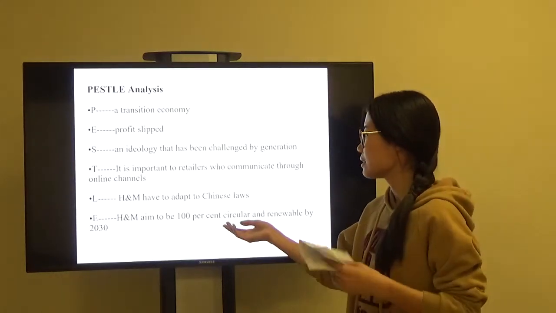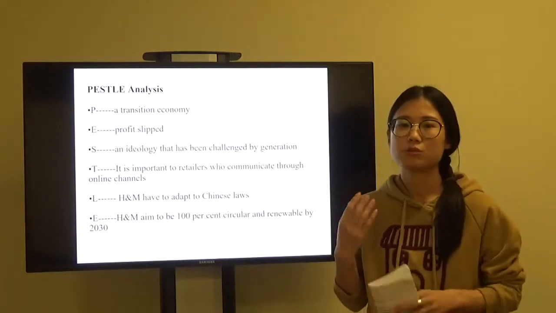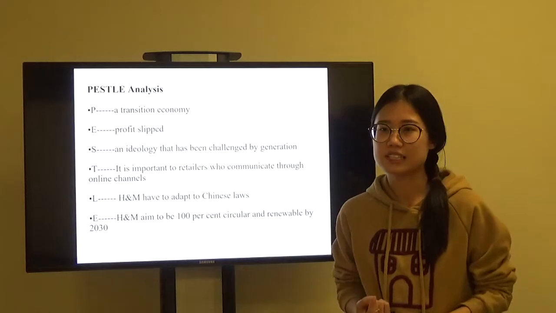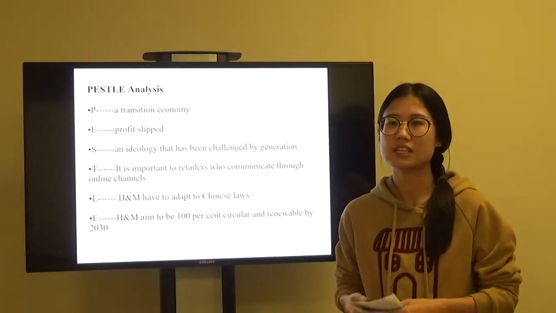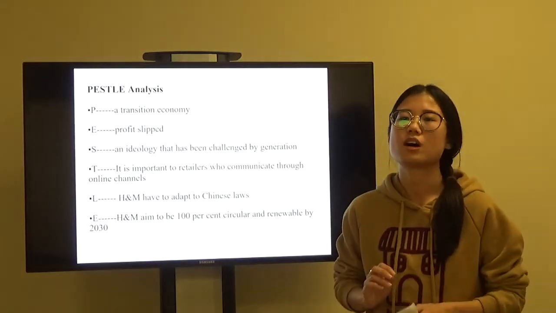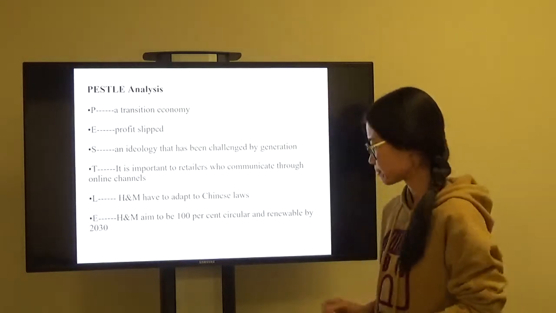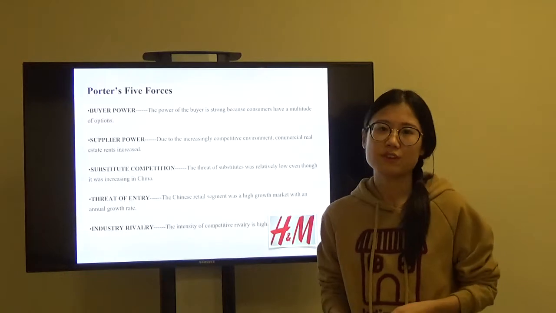The last thing is environmental. H&M aims to use 100% circular materials by 2030. This means all products will be made from old products. Let's move on. The next part is Porter's 5 forces.